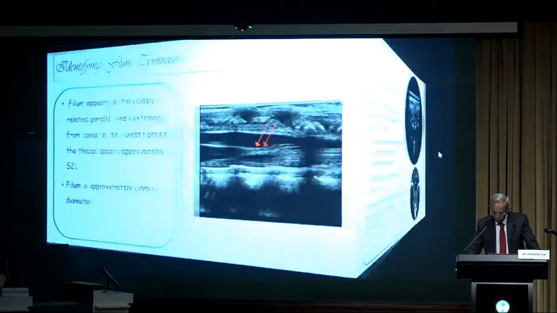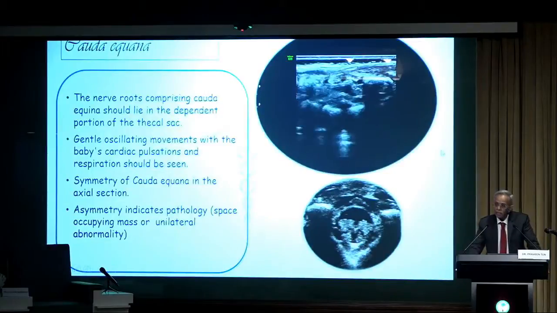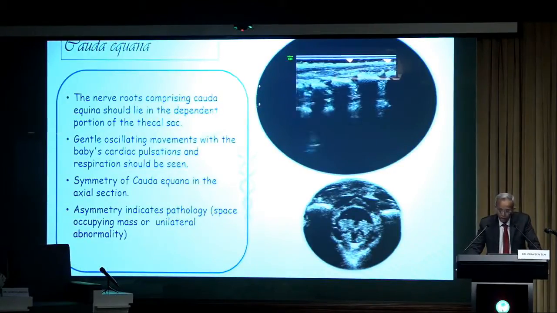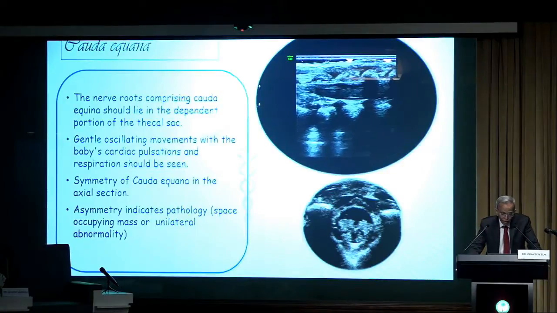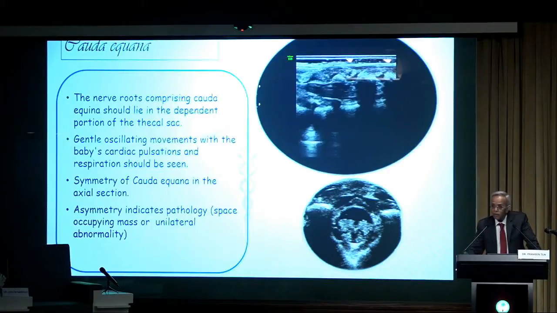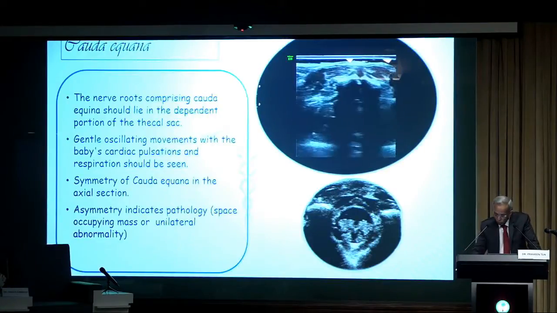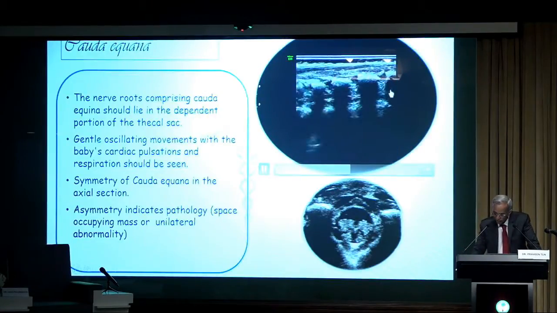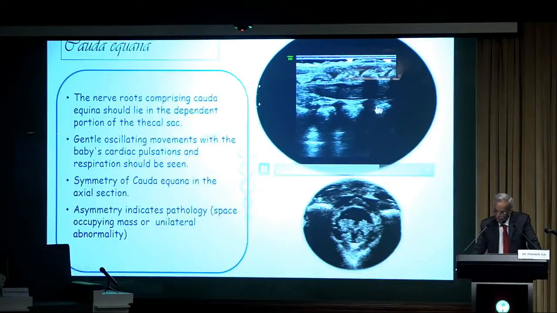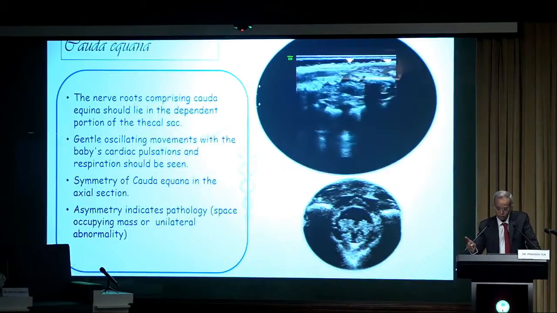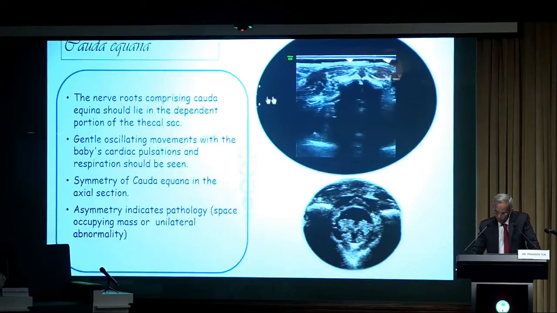The next important thing is that we try to evaluate the cauda equina, which again is an important factor. This is nothing but the nerve roots comprising the cauda equina, which actually lie in the dependent part of the thecal sac. At the same time, as I said, you can find that there could be a mild oscillation, as you can see here, with the cardiac pulsations as well as the respiration of the neonate. So this is an important factor which we have to keep in mind.